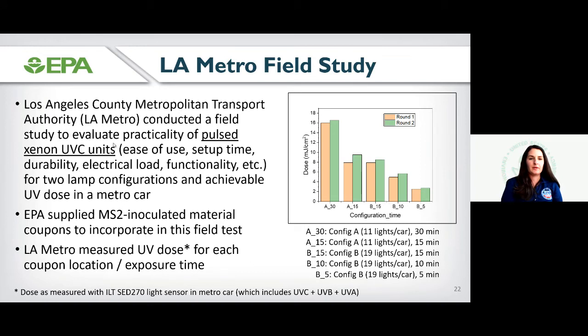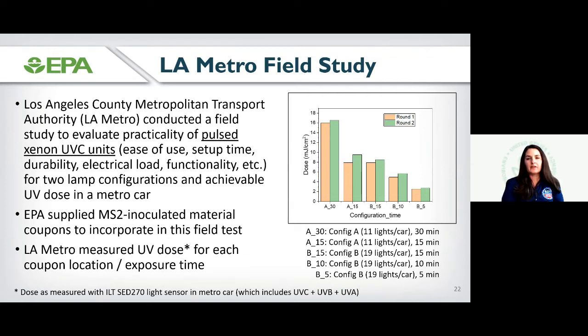And so we collaborated with them to provide some MS2 inoculated small coupons. So they were shipped from our lab in Research Triangle Park, North Carolina, all the way to LA. And they included those MS2 coupons in their test to evaluate not only some of the practical considerations, but as well to take a look at how effective the lights were against MS2. And in addition to putting the MS2 in different locations throughout the rail car that LA Metro deemed of interest, they measured the UV dose at each of these coupon locations for different test setups.